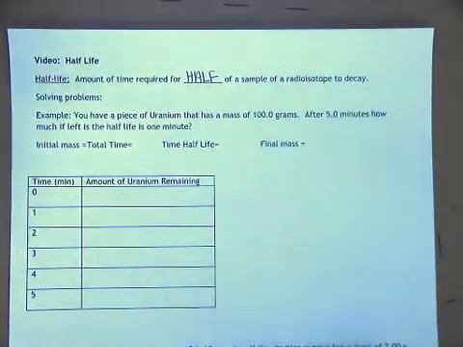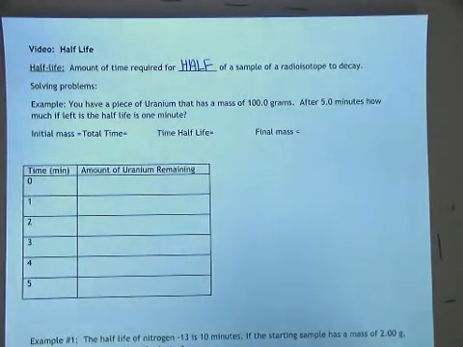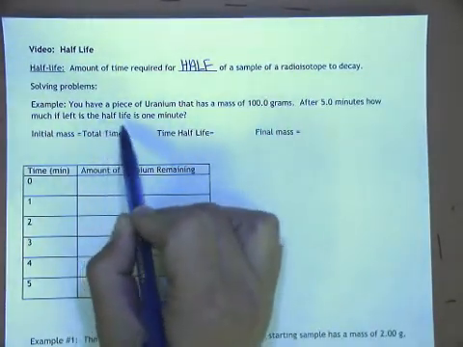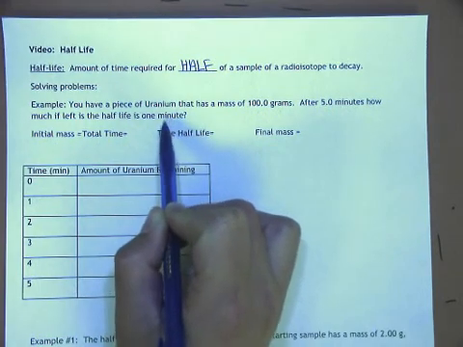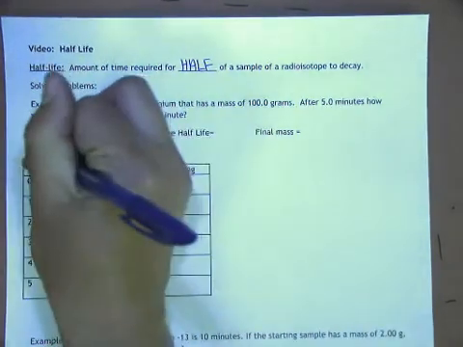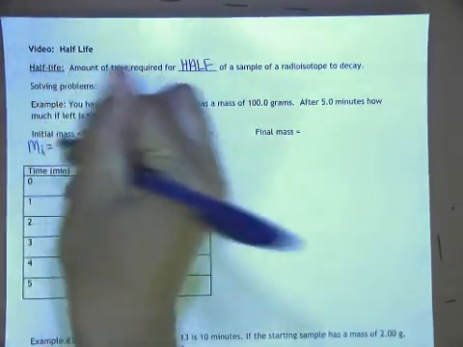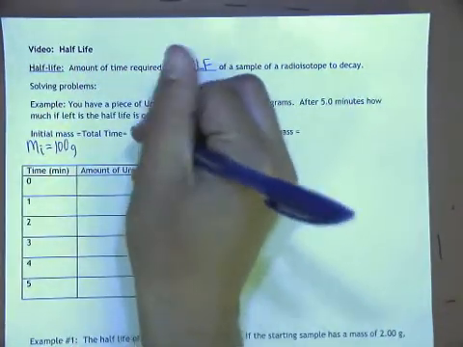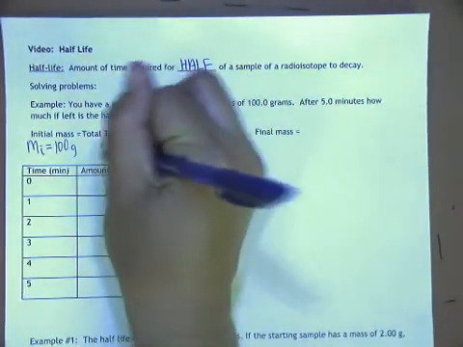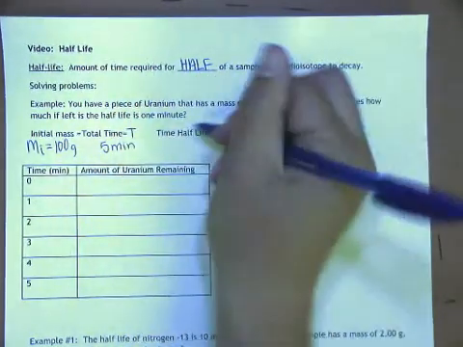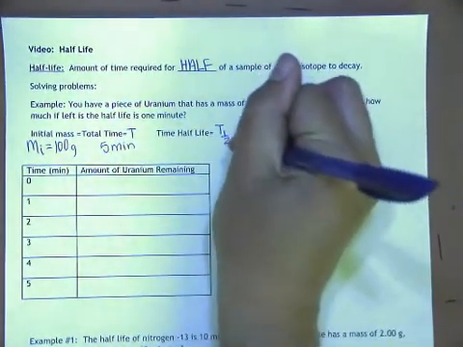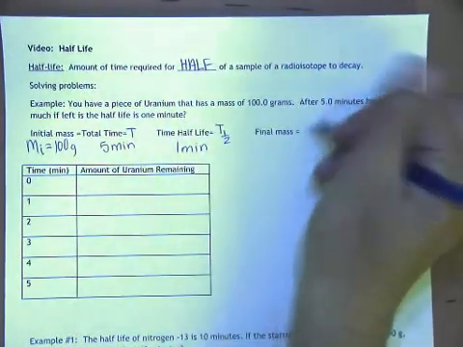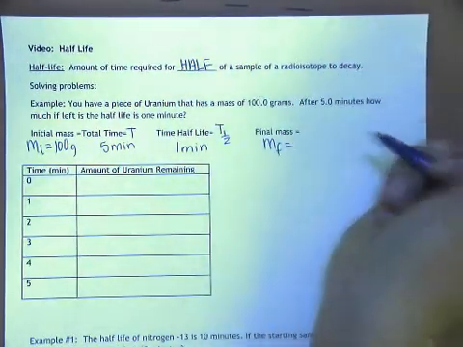So let's go through an example. You have a piece of uranium that has a mass of 100 grams. After 5 minutes, how much is left if the half-life is 1 minute? Our initial mass, Mi, is 100 grams. Our total time, capital T, is 5 minutes. And the time of our half-life, T1/2, is 1 minute. I want to know my final mass, which is Mf.